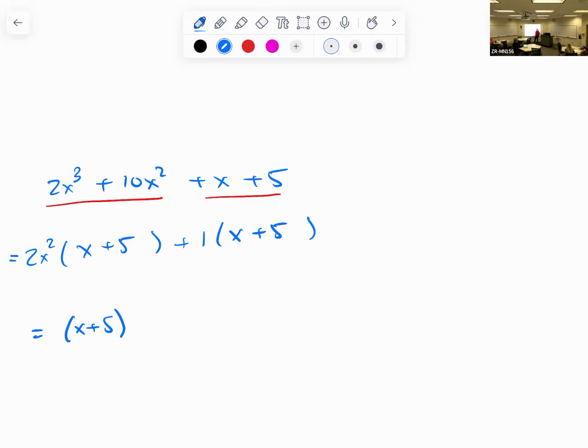That's why I have the plus 1 placeholder. Remember, you can always factor a 1. If I wanted, I could write the greatest common factor is a 1. It just doesn't help us at all. But here, that does help us.